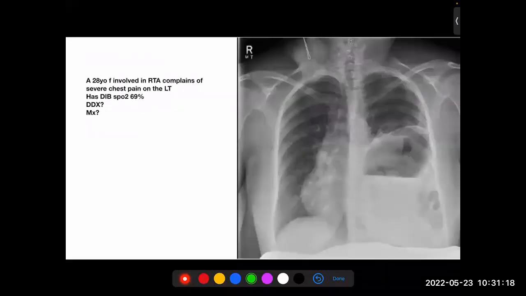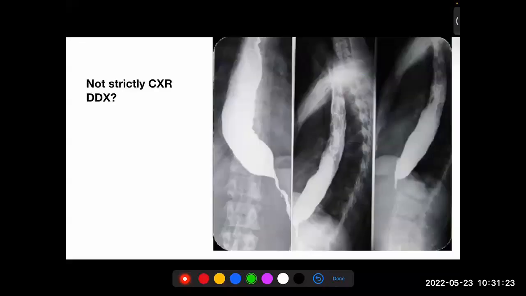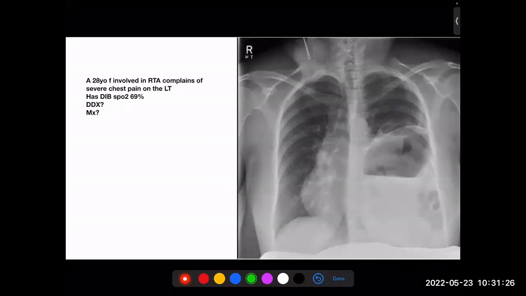A 28-year-old female was involved in a road traffic accident, with severe chest pain on the left and difficulty in breathing, with SpO2 of 69. What's your differential diagnosis? We go through again. The trachea is deviated here. The lung looks normal on this side. What's happening to the lungs here? It's compressed by something.